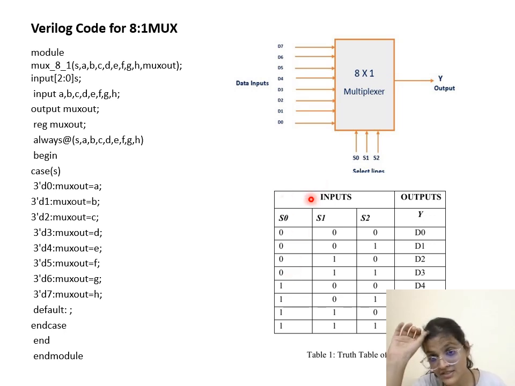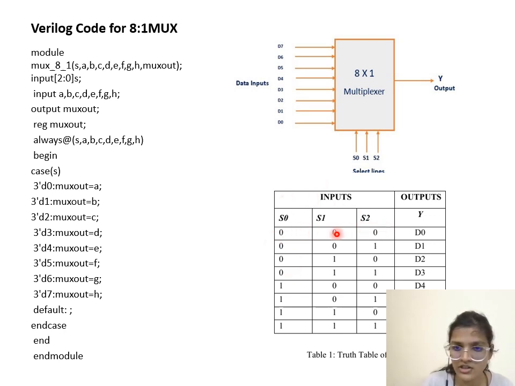So on that basis, the S values are shown here. These are the cases. For 0 0 0, it will take the D0 value, 0 0 1 D1, 0 1 0 D2, 0 1 1 D3, 1 0 0 D4, 1 0 1 D5, 1 1 0 D6 and 1 1 1 D7. So we will see the code for the 8:1 multiplexer.